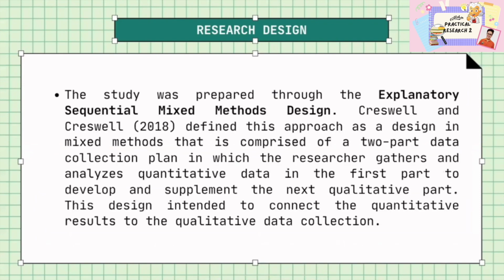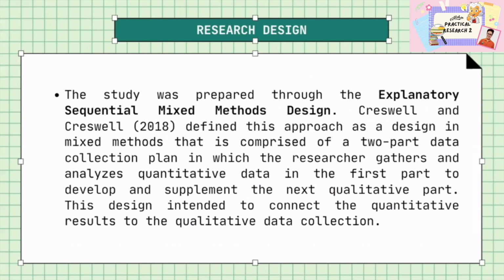This is an example of how we should write our research design section. The study was prepared through explanatory sequential mixed methods design. So for this particular research, the researcher actually used mixed methods, but we will just be focusing on how the research design or how we will write the research design section. So first, you have to mention the kind of methods or the kind of design you used.